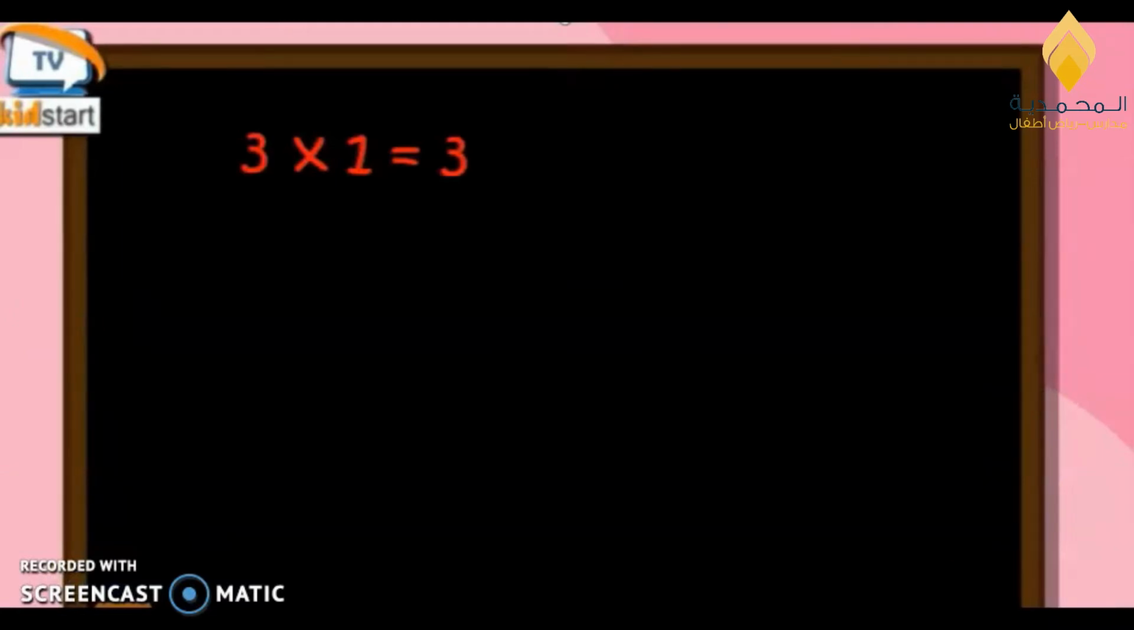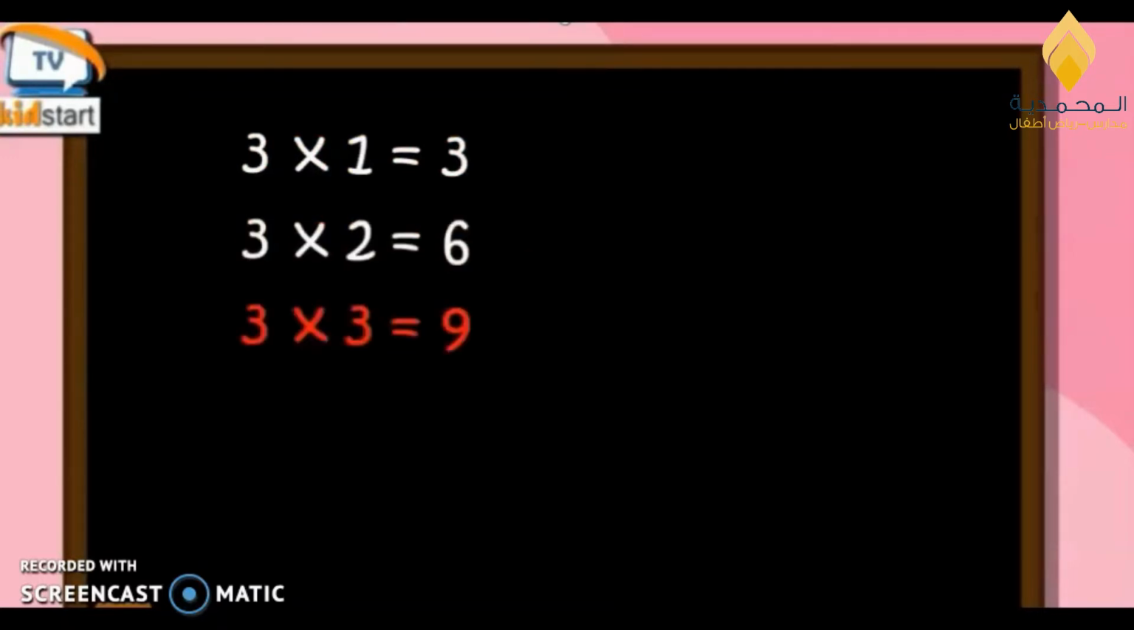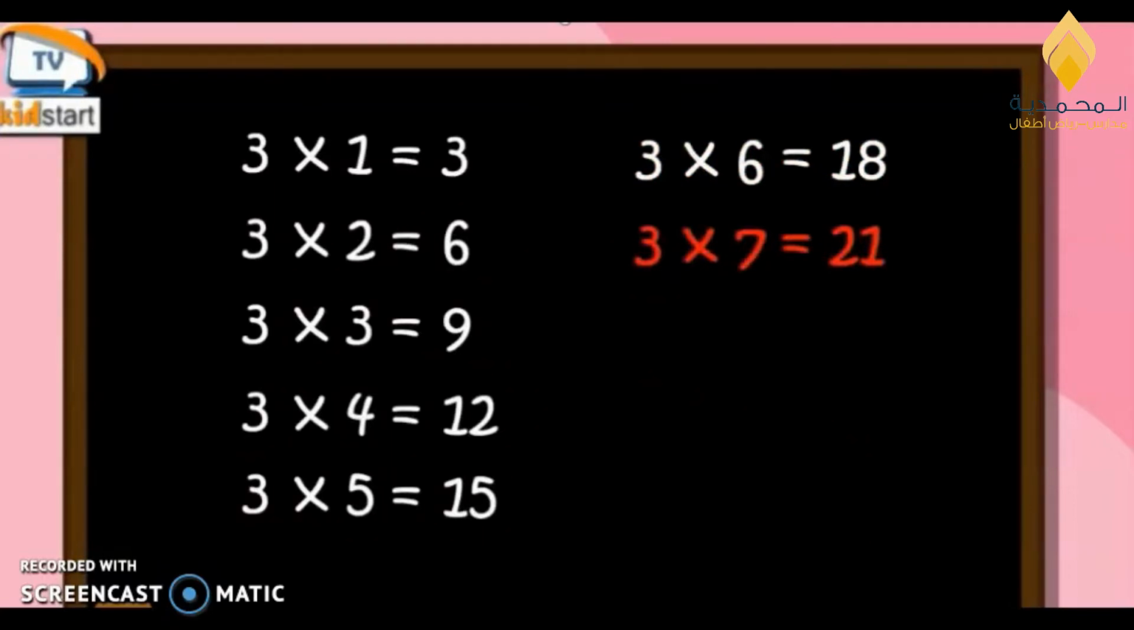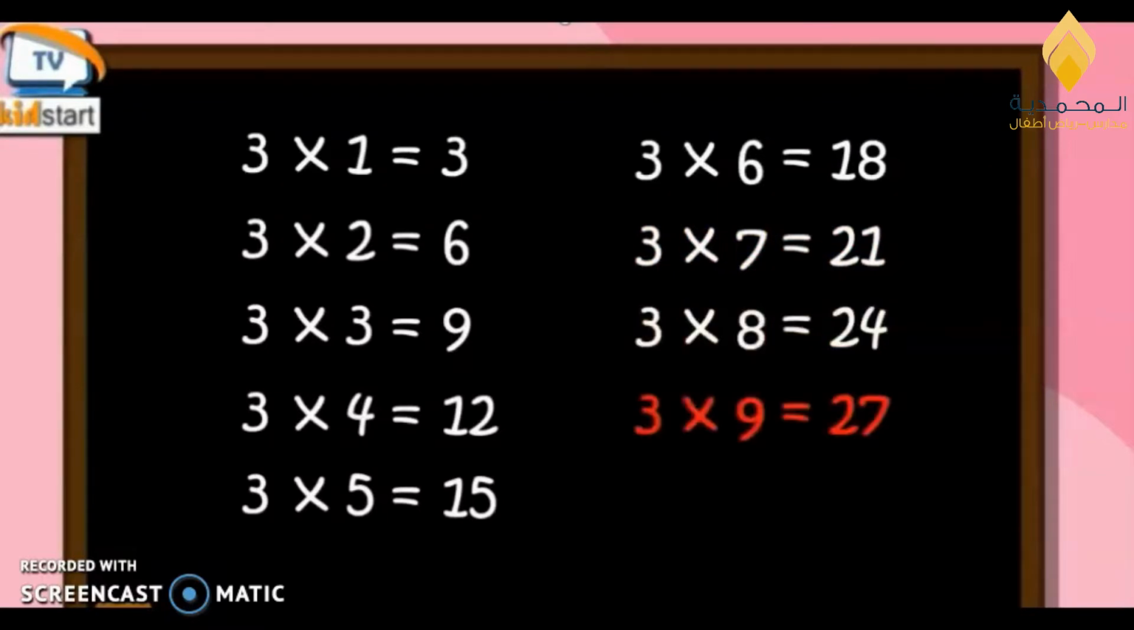Again, 3 times 1 is 3. 3 times 2 is 6. 3 times 3 is 9. 3 times 4 is 12. 3 times 5 is 15. 3 times 6 is 18. 3 times 7 is 21. 3 times 8 is 24. 3 times 9 is 27. 3 times 10 is 30.